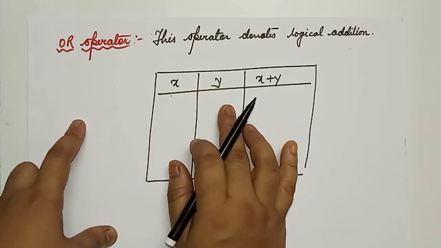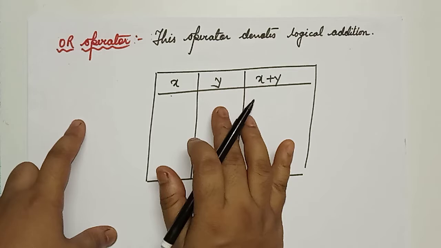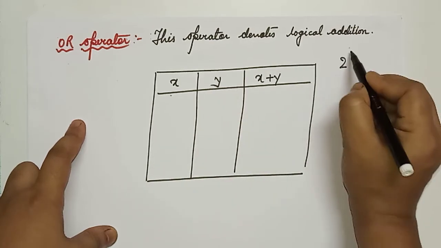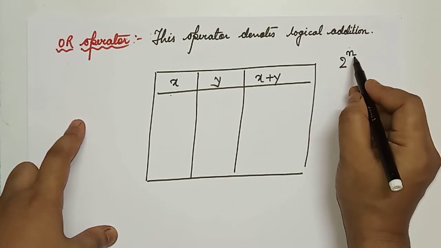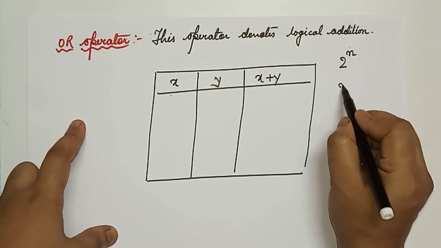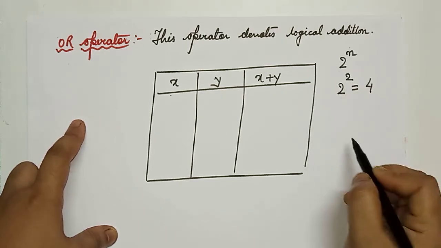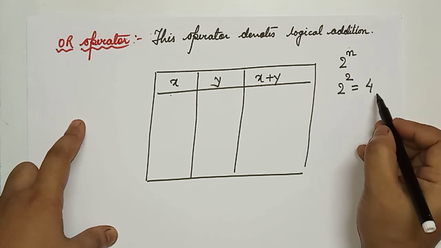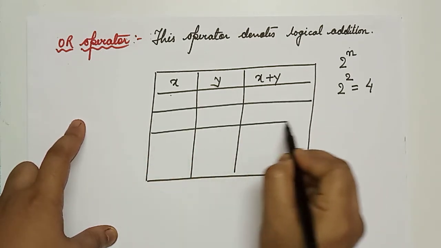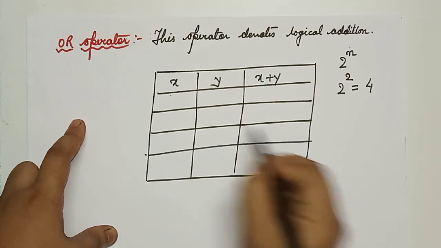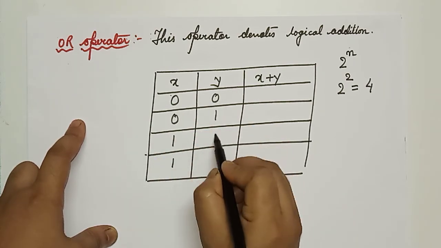We have two variables over here, so how many input combinations will be there? For this we can find out very easily. We have the formula 2 to the power n, where n represents the number of variables. So here we have two variables, so all possible input combinations will be 4. Let's see. 0 0, 1 1, 0 1 0 1.